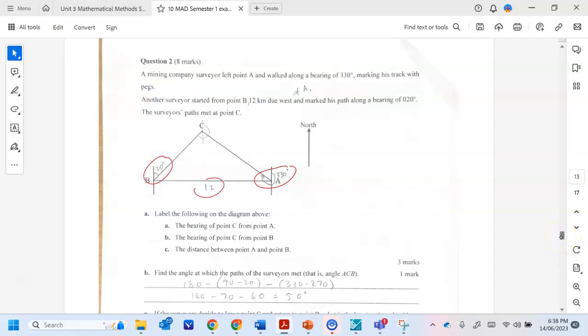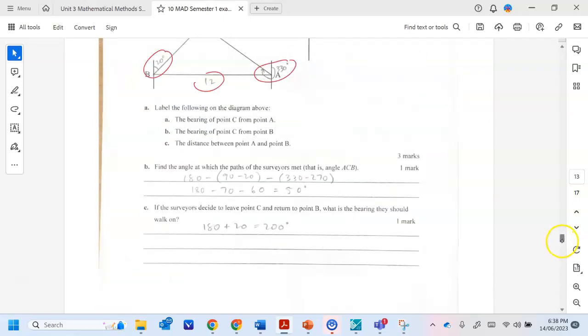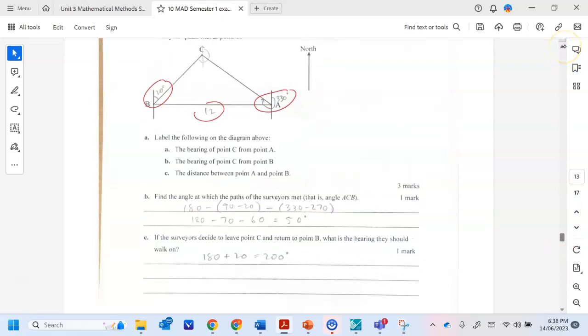All right, just find the angle at which the paths of the surveyors met. So we wanted this angle up here. Okay, so we can work out the angles within the triangle, which I've done here, 90 minus 20 and 330 minus 270. So that gives us an angle at C of 50 degrees. If the surveyors decide to leave point C and return to point B, what is the bearing they should walk on? So there's just on that bearing there. So alternate angles. So this 20 degrees is the same as this 20 there. So that's why it's 180 plus 20 gives you 200.